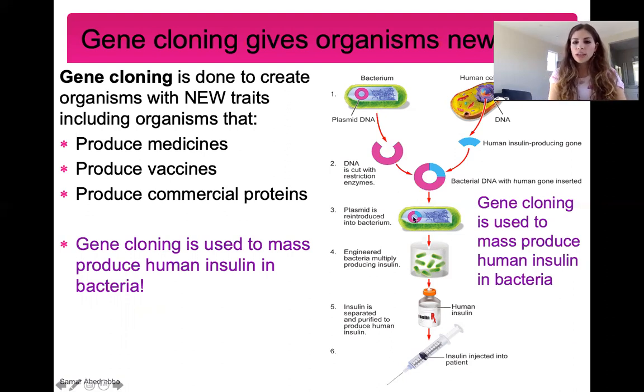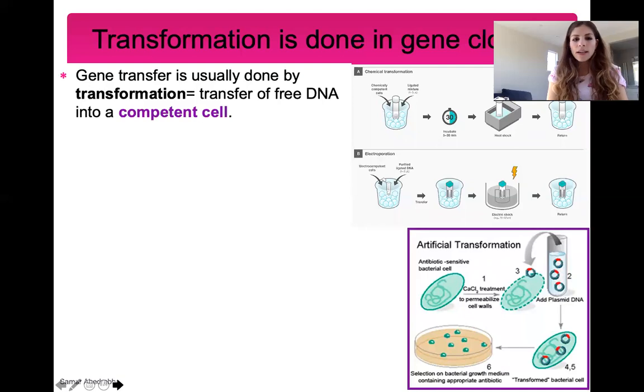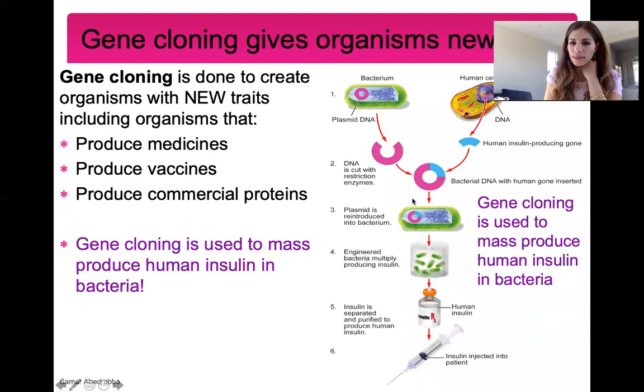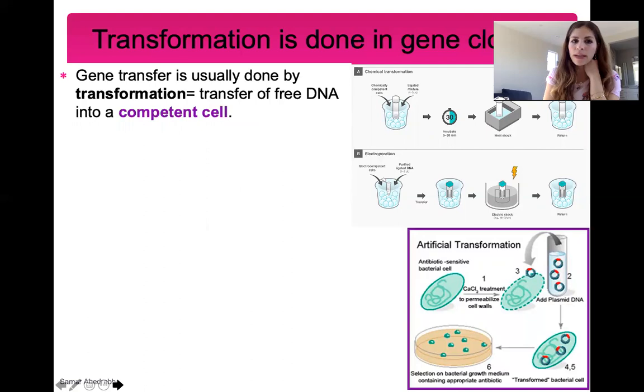So this is how gene cloning is useful. You're going to do a form of gene cloning in the lab. We're going to talk about it. So gene transfer is done by transformation. To actually get your DNA back into, so in this step right here, when you make your recombinant plasmid, to get it into your organism, you have to transform your organism. That's what transformation is. This is what you're going to do in the lab.